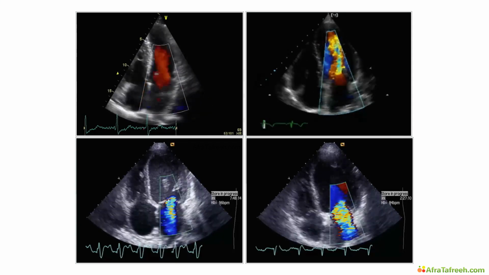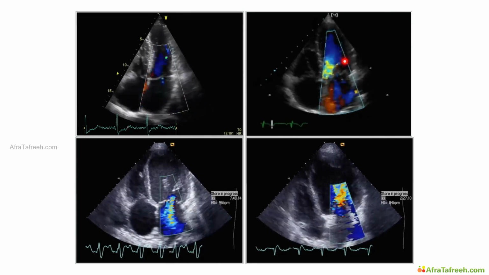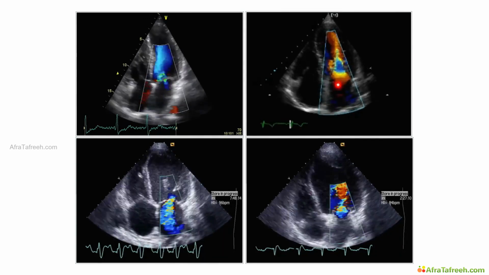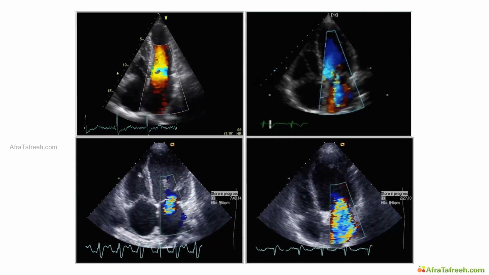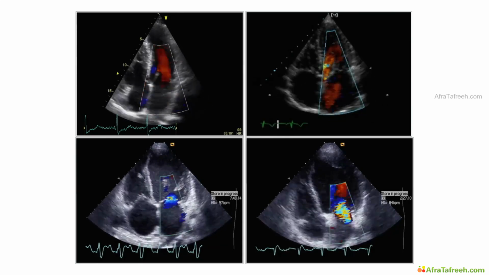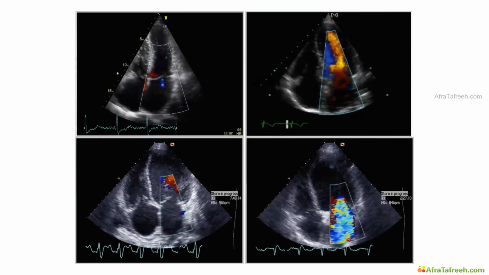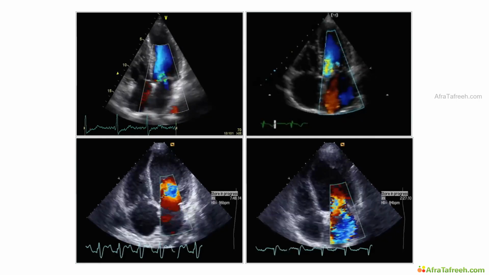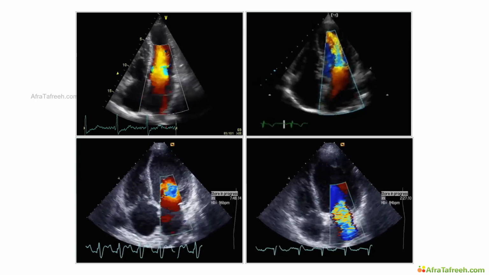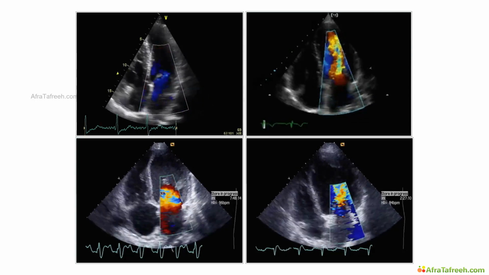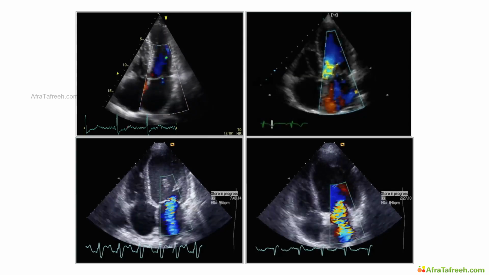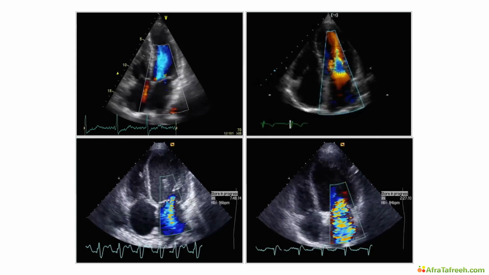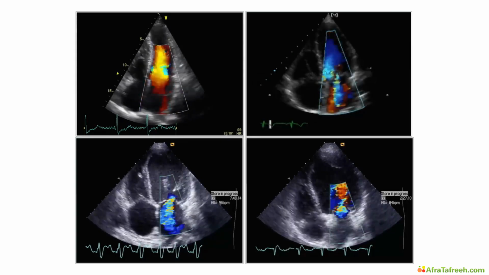And in the second example, actually, we have more MR. You have to concentrate, remember, on the blue part of color, which goes into the left atrium, so away from the transducer. And here we actually can really talk about a more serious degree of MR. But still nothing you'll be concerned about. It's probably only maybe mild to moderate, but more towards mild, I would say.